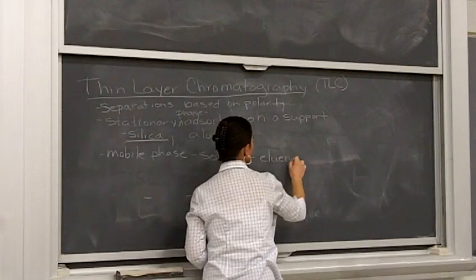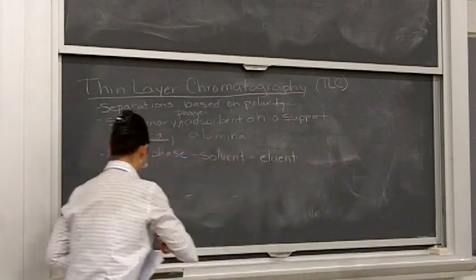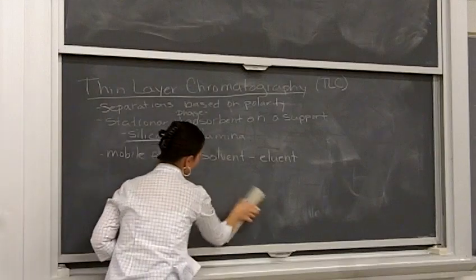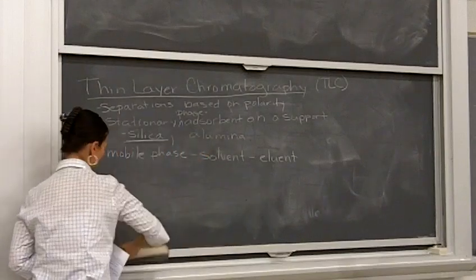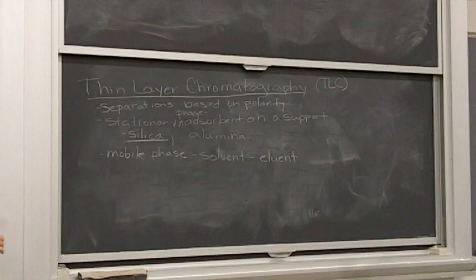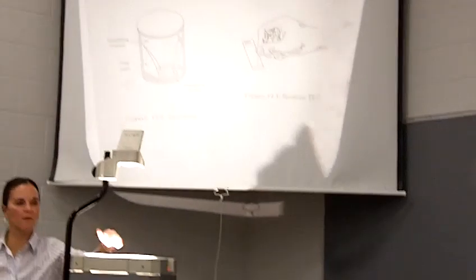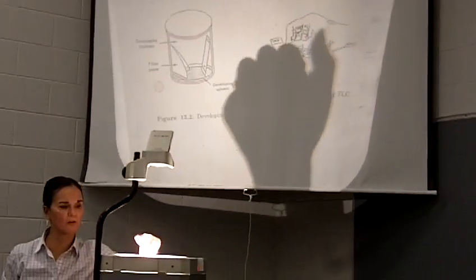So get used to using the term eluent, because that's the more accepted way to discuss thin layer chromatography: the eluent, or the solvent, okay? What happens with thin layer chromatography is you've got this TLC plate, which we'll show you in lab this week. This isn't the greatest picture of it, okay? But we've got this plate.